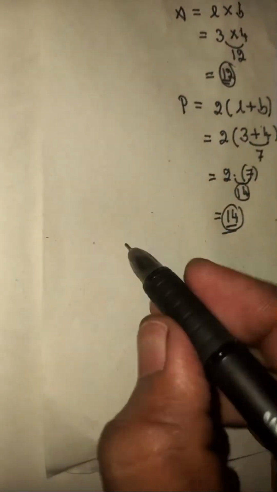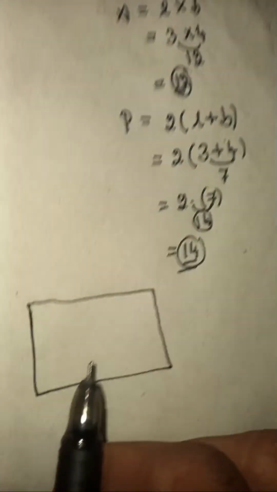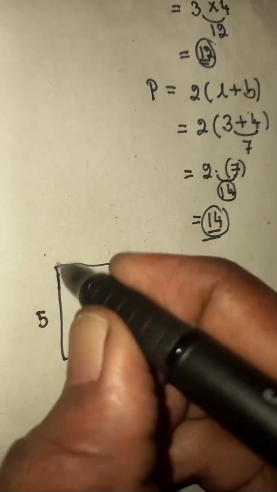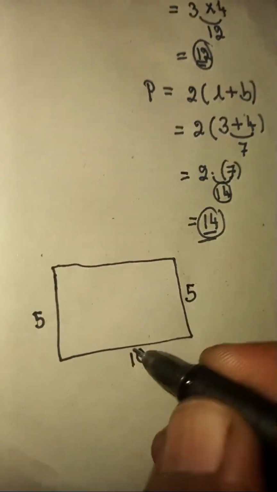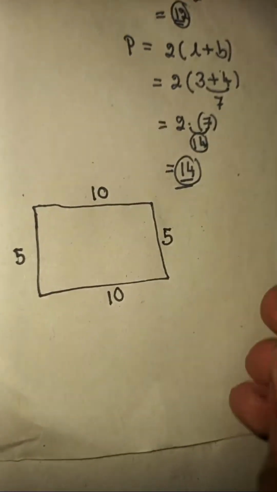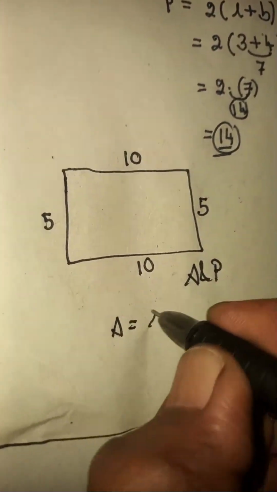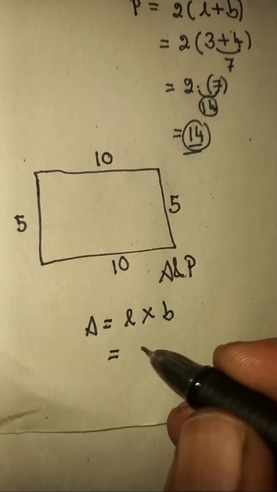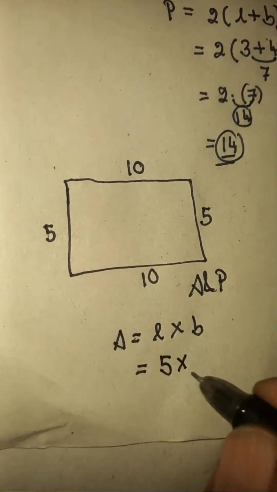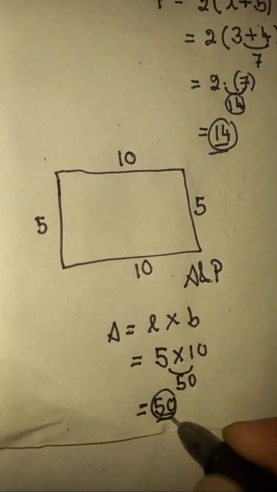Let's take the final rectangle. In this rectangle, they have given that this side length equals 5 units and this side length becomes 10 units. The opposite side of this also becomes 5 and the opposite side of this is also going to become 10 units. Here also find out area and perimeter. Here area means length times breadth, that is here length is 5 units, breadth is 10 units. 5 times 10 means 50, so it is going to become 50 square units.